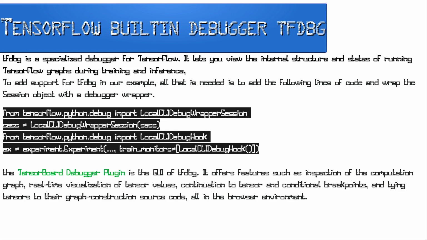The TensorBoard debug plugin code which you saw earlier is a debugger wrapper for the session object, which helps you in monitoring the graph. The TensorBoard debugger plugin is a GUI of tfdbg. It offers features such as inspection of the computation graph, real-time visualization of TensorFlow's computation of tensors, and conditional breakpoints, and tying tensors to the graph construction source code, all in the browser environment.